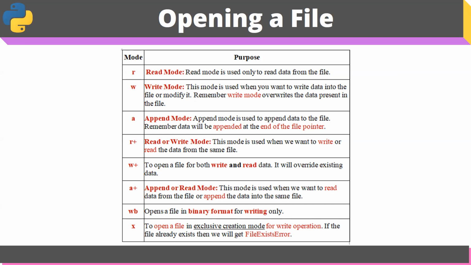Now wb opens a file in binary format for writing only. And x is to open a file in exclusive creation mode for the write operation. If the file already exists, then we will get a file exists error.